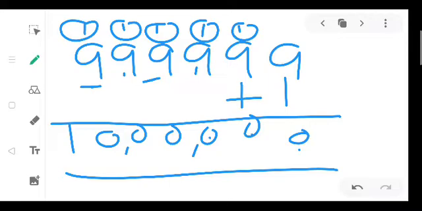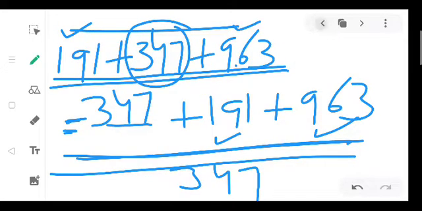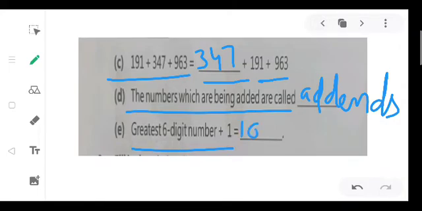1, 2, 3, 4, 5, 6, 7 digits. Smallest number. The 7-digit smallest number is 10 lakh. So what is our answer here? 10 lakh. Clear?